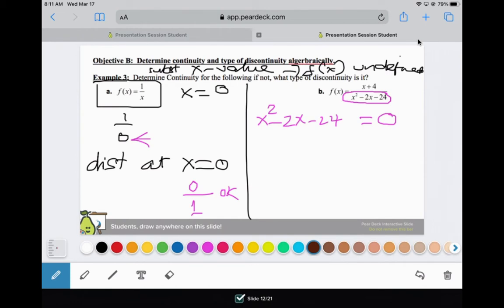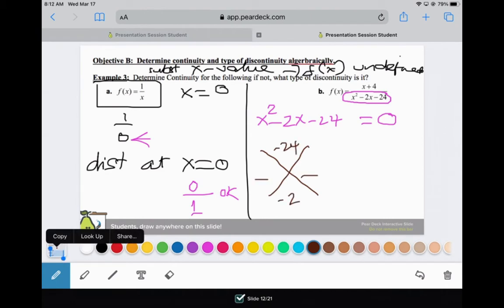Okay, so I'm going to solve this. We review how to factor this one out as a quadratic function. So I have negative 24, negative 2. What are the two numbers that I have here? What are my two possibilities? Negative 6 and 4. Okay. So x minus 6 and then x plus 4.